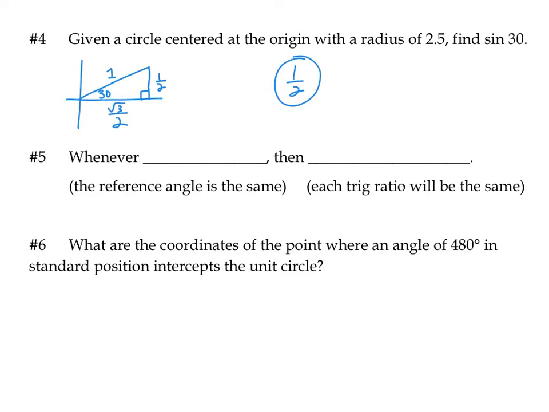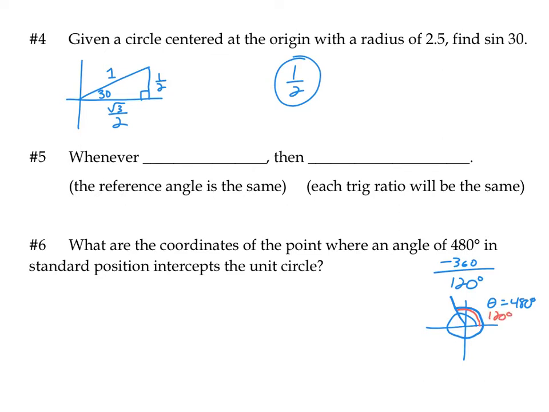In number 6 here, it says what are the coordinates of the point where an angle of 480 degrees in standard position intercepts the unit circle? So first thing I would do is subtract 360 from this and know that really we're talking about 120 degrees. If I drew out 360 plus another 120, this would be theta 480 degrees.